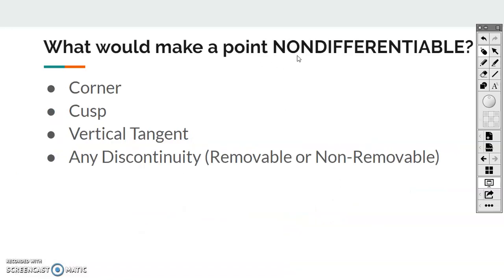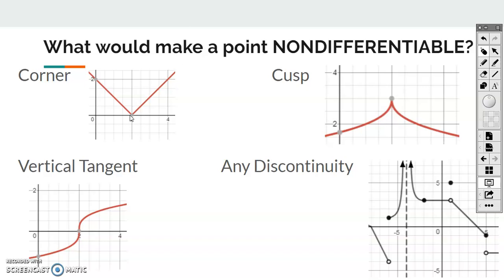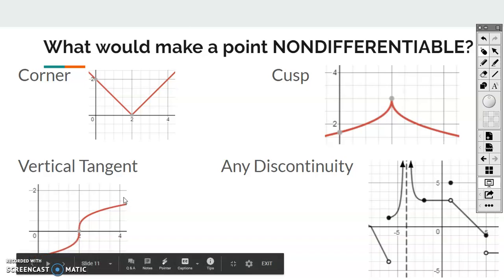Things that would make it not differentiable or non-differentiable would be corners, cusps, vertical tangents, or any type of discontinuity, whether it's removable or not. Let's look at a picture of each of those. A corner is where two linear functions meet. A cusp has at least one non-linear function, and then the slope changes instantly. It doesn't change over time. Vertical tangent would look like this. This is a cube root function shifted over.